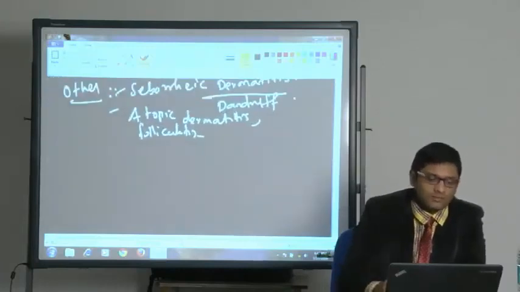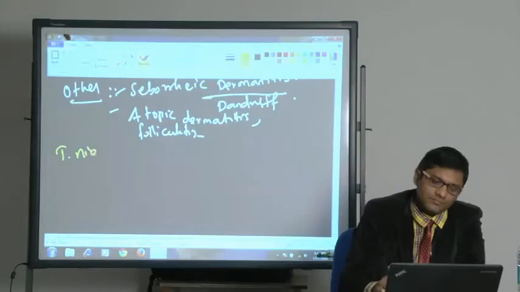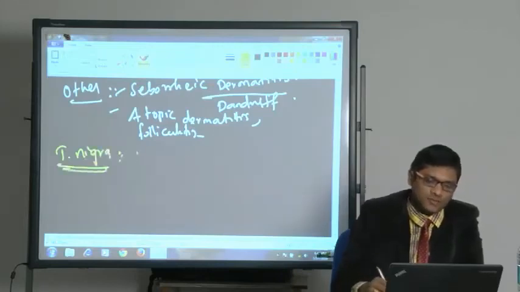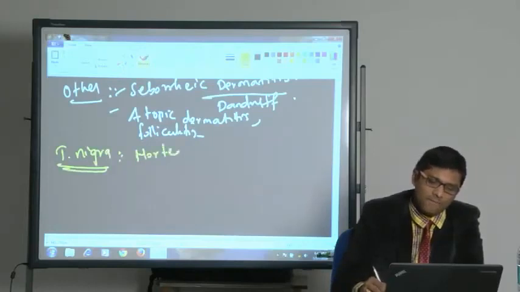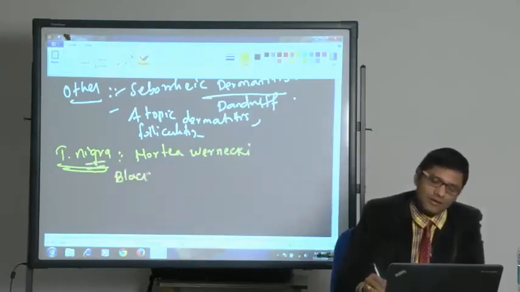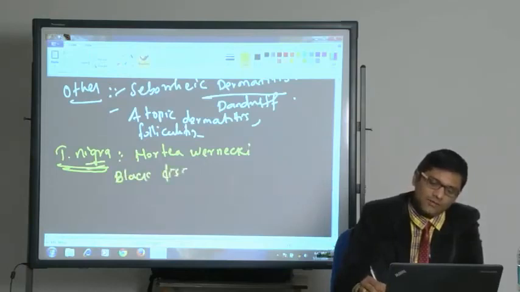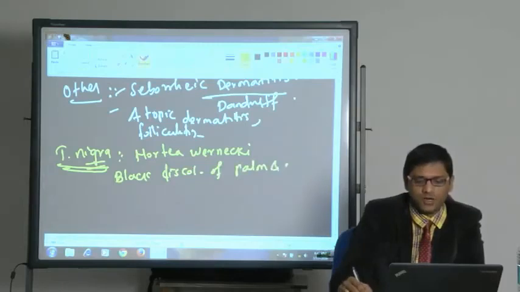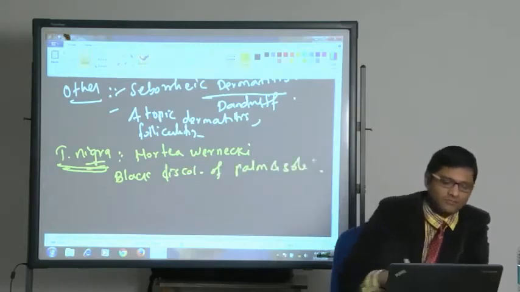Then Tinea nigra. Tinea nigra is caused by Hortaea werneckii. The agent is Hortaea werneckii. Nigra is what? Black. It is a black discoloration of palm and sole caused by Hortaea werneckii.